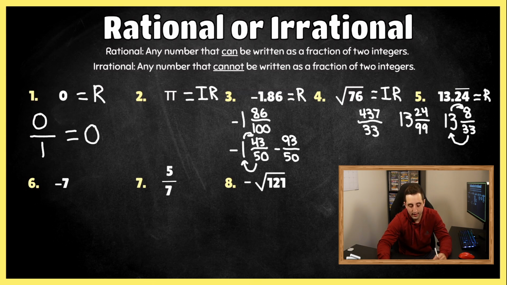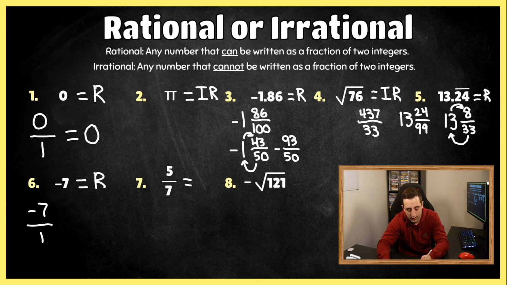Now let's take a look at number 6. We have -7. Well, -7 we can make into a fraction by simply putting it over 1. So -7 over 1, well, -7 divided by 1 just gives you -7 back. So we would consider this rational. For number 7, we have 5/7. Well, 5/7 is already a fraction of two integers. All right, we're already done.